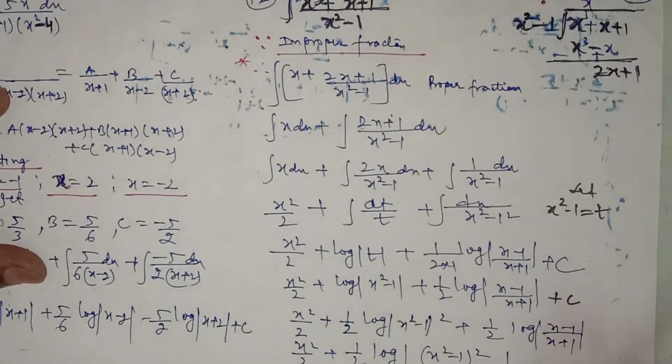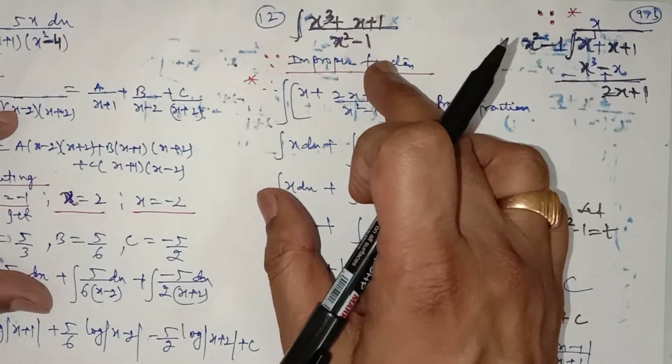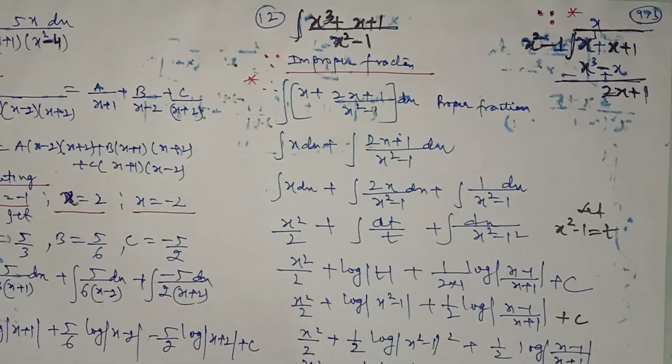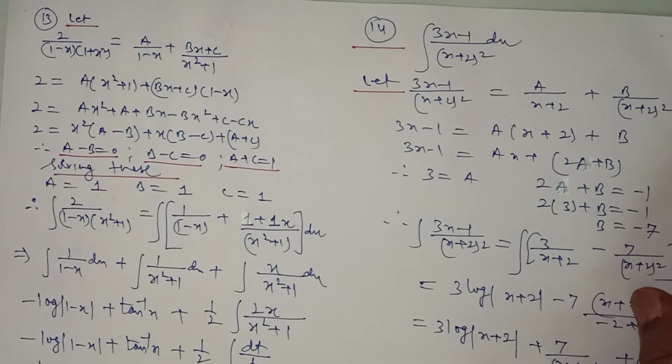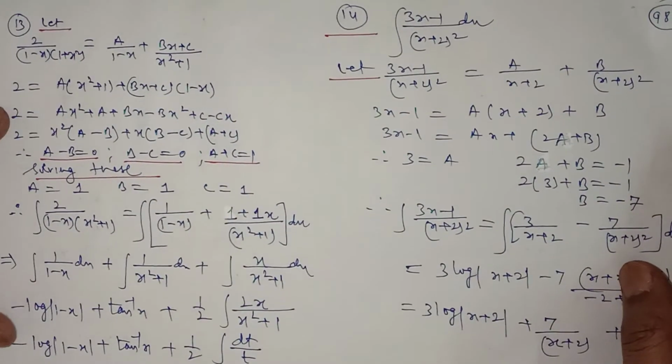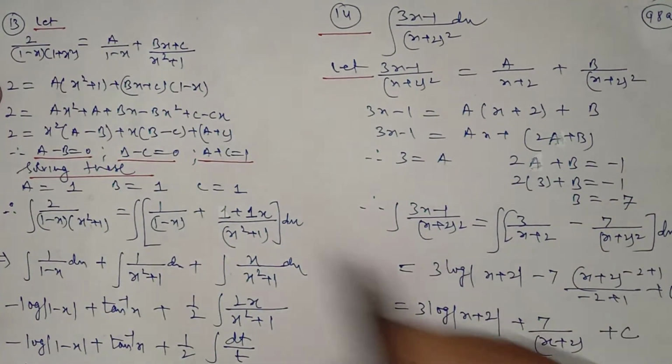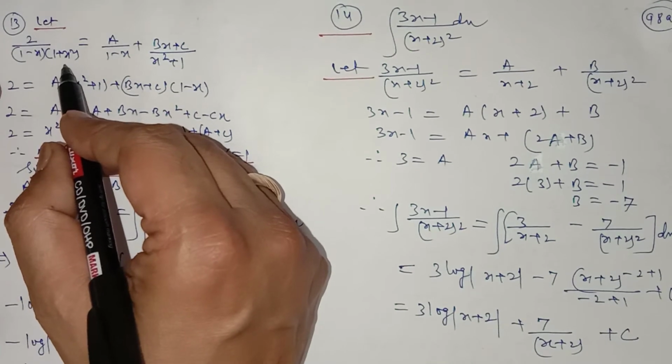So this is question number 12, and this is the function which is improper because the degree of the numerator is more than the denominator. Now question number 10 is of the third type of partial fraction, in which we have one of the factors as a quadratic polynomial which cannot be factorized.